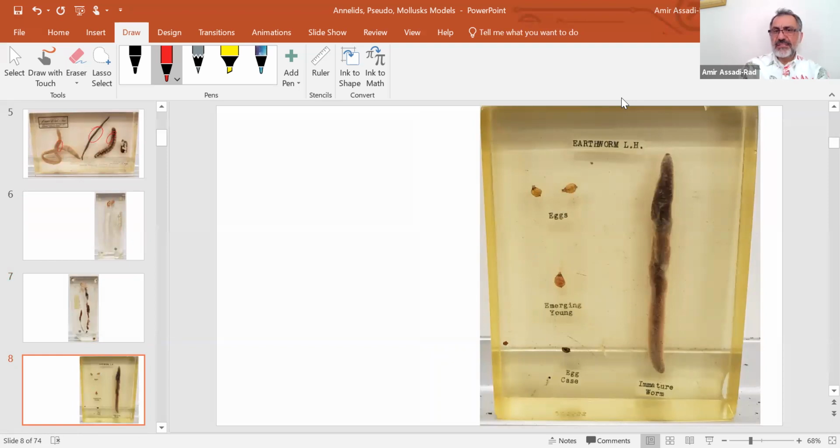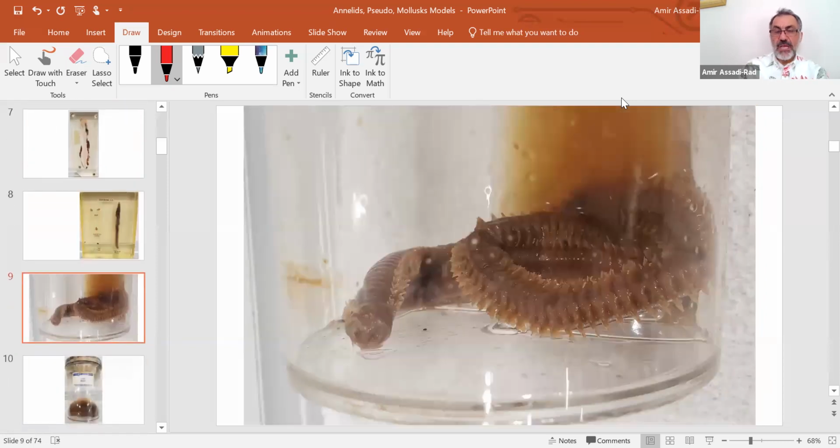Earthworm, the eggs, the emerging young, and the cocoon, and so on and so forth. Nereis virens, definitely. And what are these structures? Parapodia. They're sticking out, right? They have a pair, one on each side. Parapodia.